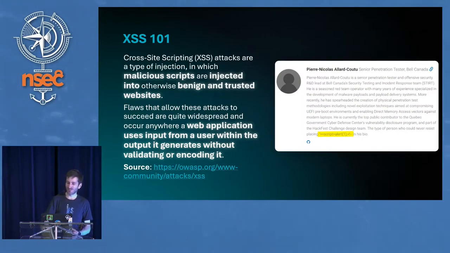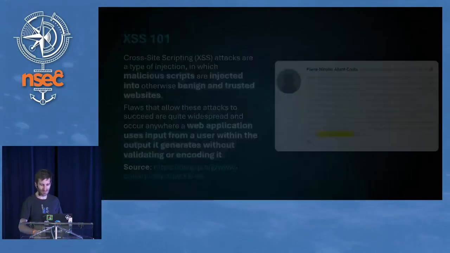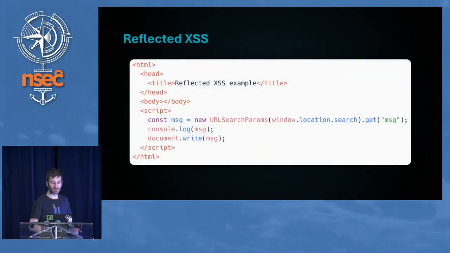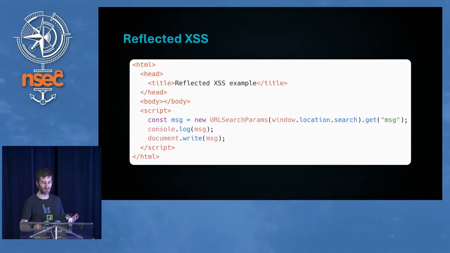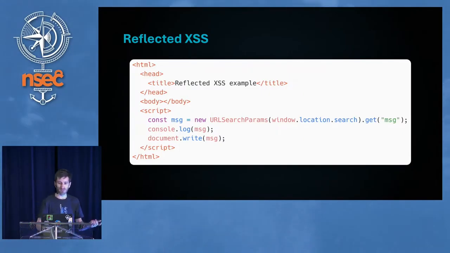So there are several types of XSS, including reflected, stored, and blind. And I have here a very small example of a reflected XSS in JavaScript, but XSS vulnerabilities can happen in any language used to generate web pages, like Python, PHP, etc. So this is a really small script that adds what is passed via the URL parameter MSG to the web page using the document.write function.